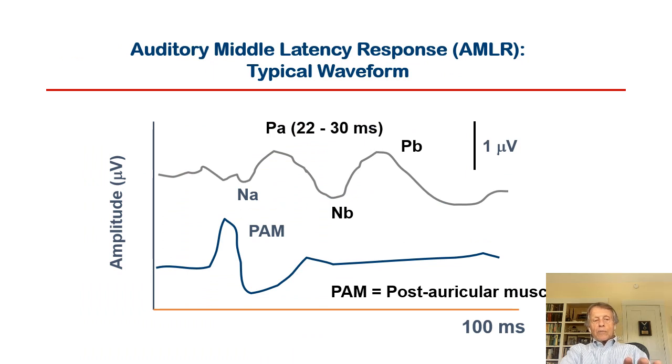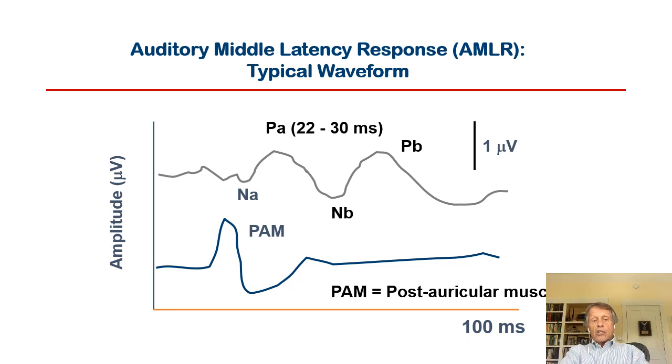So the middle latency response in an adult or an older child, 10 and older, looks like this. There's a PA component around 25 milliseconds and then another prominent PB component around 50 milliseconds. And we want to make sure we're not confusing this middle latency response, discovered back in 1958, with a post-auricular artifact, which occurs at a much earlier latency, earlier than 20 milliseconds. Now, I stress that this is the response in an older child or an adult.